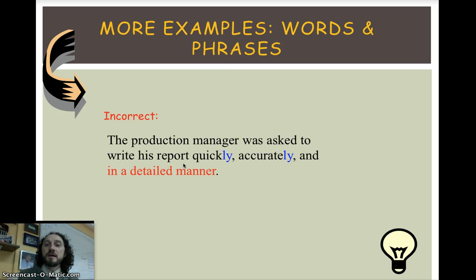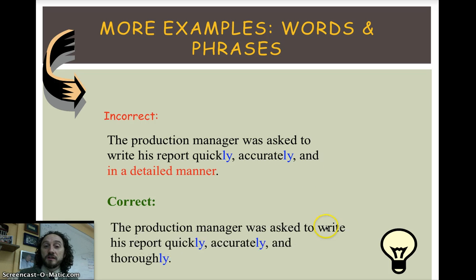Incorrect. The production manager was asked to write his report quickly, accurately, and in a detailed manner. Now that doesn't sound all that bad. It's not as bad as the first one, but it's still not correct parallel structure. So how can we correct it? The production manager was asked to write his report quickly, accurately, and thoroughly. We've set ourselves up with one word, -ly, so we need one word with -ly to keep that.